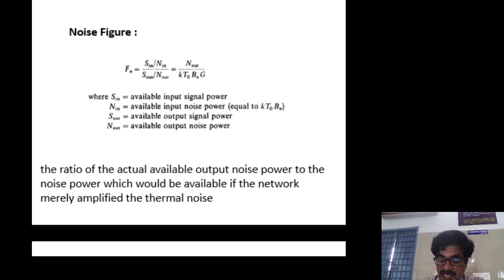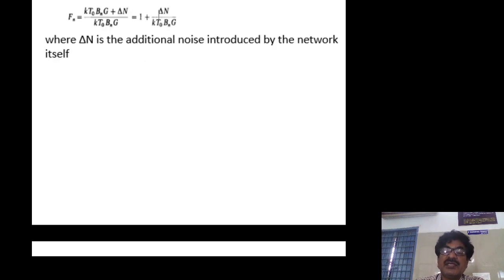Therefore, we can express the same like this: Fn equal to N out, which is the sum of the amplified noise plus the noise introduced by that network, divided by the amplified noise. So this Fn can be written as 1 plus delta n divided by kT0BNG.